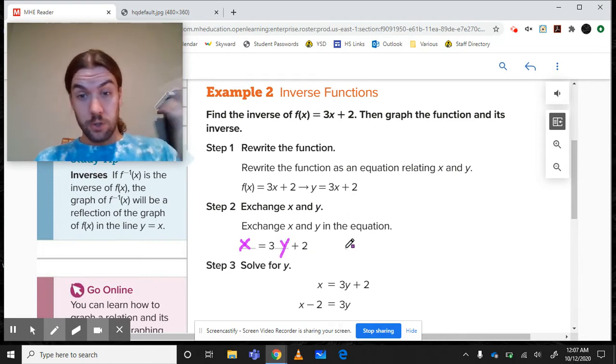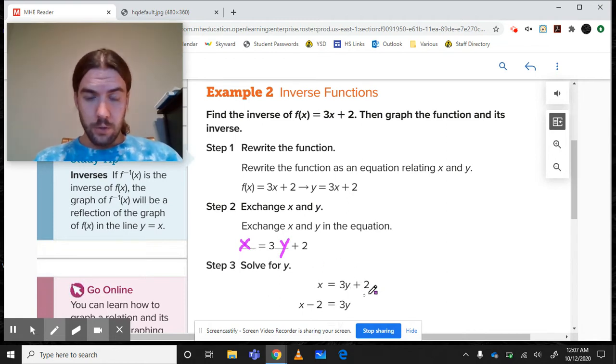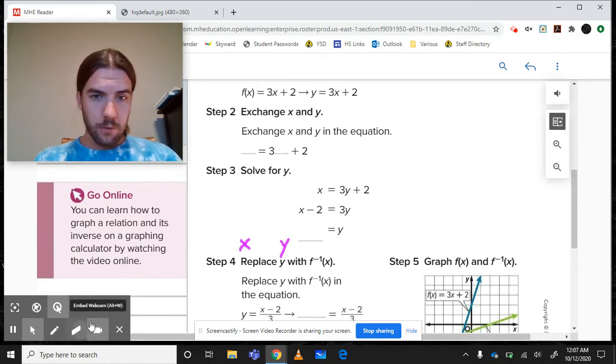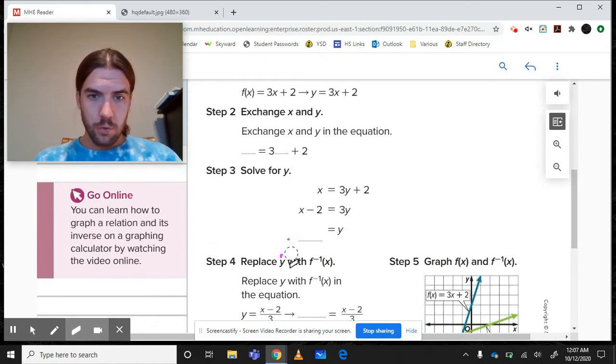Okay, now we just solve for y. We need to subtract 2 on both sides to get the y by itself, and then we need to divide both sides by 3 to get the y isolated. So there's no longer 3 of them, there's just one y there. If we do that, then we end up with x minus 2 over 3.